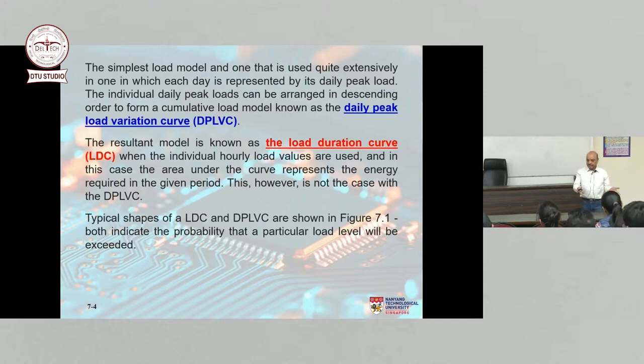So, you know, Monday, the peak load is this much. Tuesday, the peak load is this much. You don't consider the load hour by hour. You take just the maximum load on a particular day, and we use that. And then we arrange them in a chronological order, in a descending order, and then that curve is called the daily peak load variation curve.